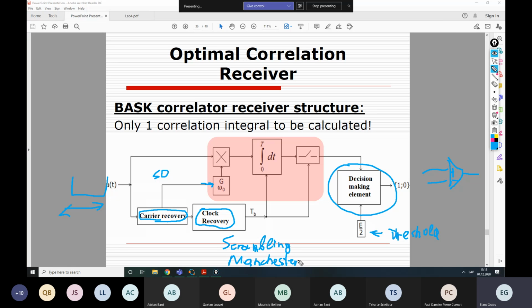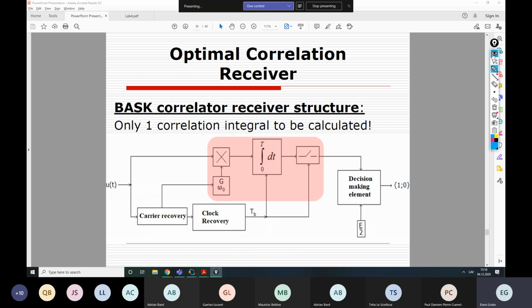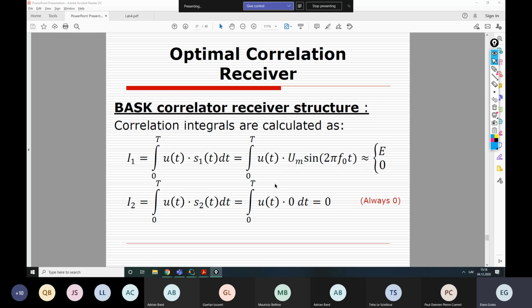That's what improved this. However, this didn't solve these problems completely, not always at least, it just aided this clock recovery schematic. And well, that's basically what this receiver consists of. Now let's prove that we actually need only one correlation integral.